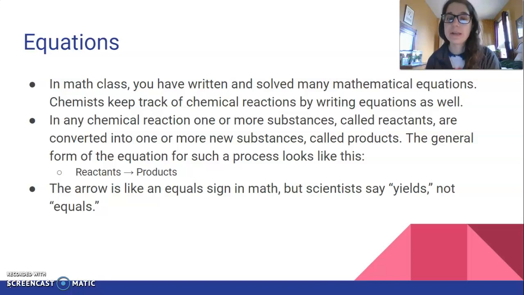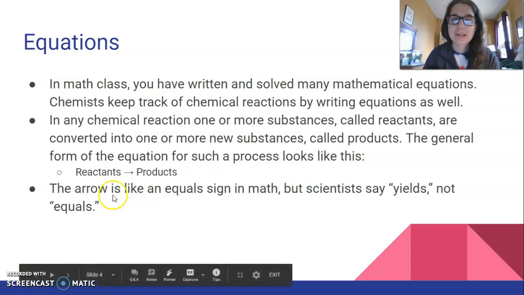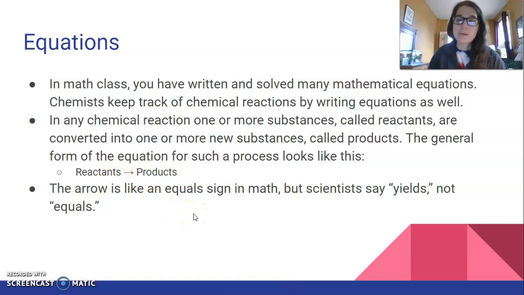The general form of an equation for processes in chemistry looks like reactants converted to products. The arrow is just like an equal sign in math, but scientists say yield or yields, not equals. Yields is a word that means produces.